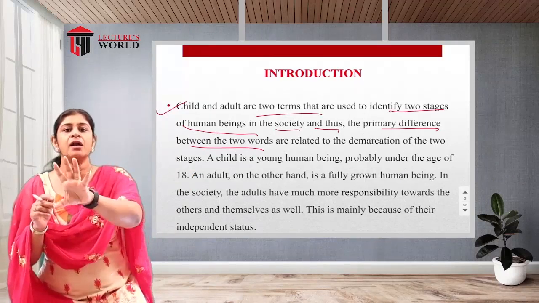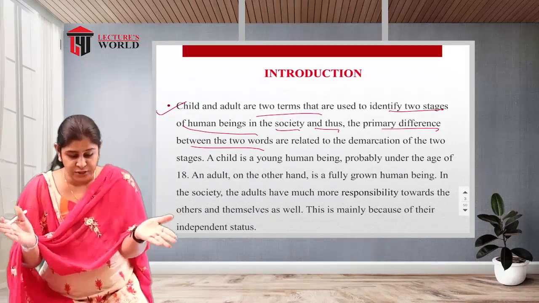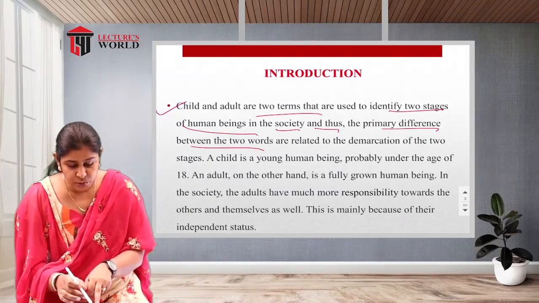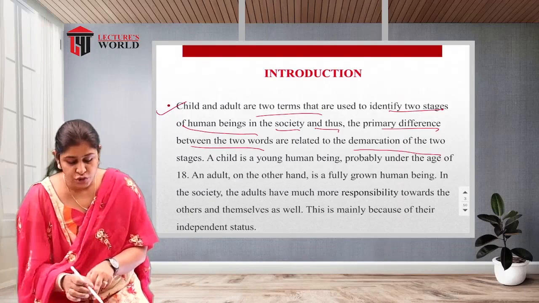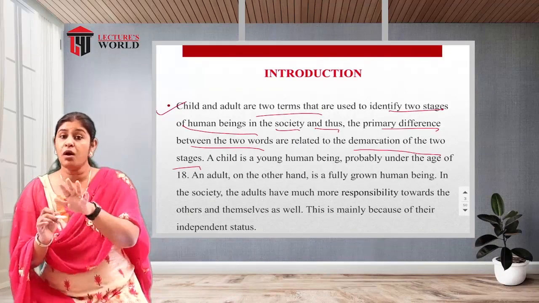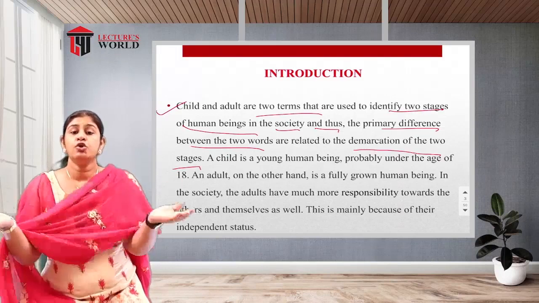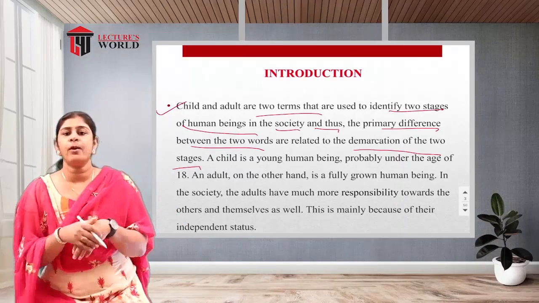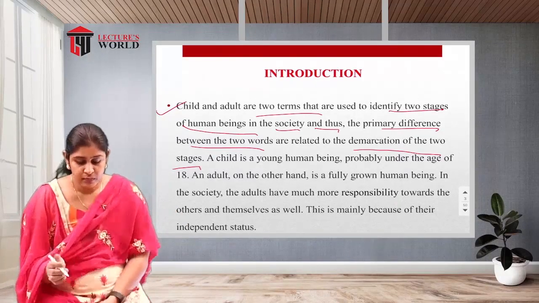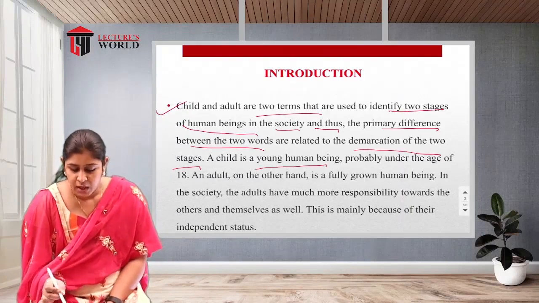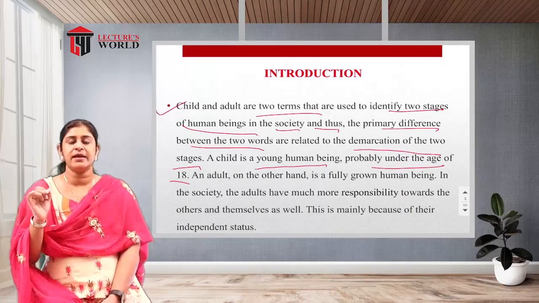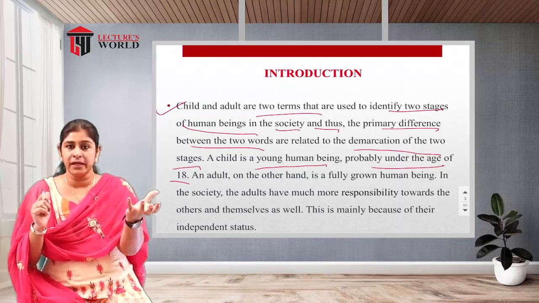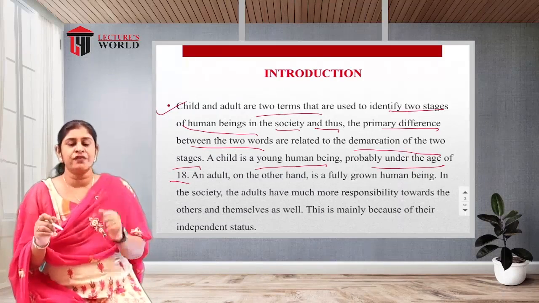Why? Because they are in two different stages of human beings in society, and thus the primary difference between the two words is related to the demarcation of the two stages. So that is why we should be aware of the terms child and adult. A child is a young human being, under the age of 18. Who is the child? A child is basically a young human being under the age of 18 years.